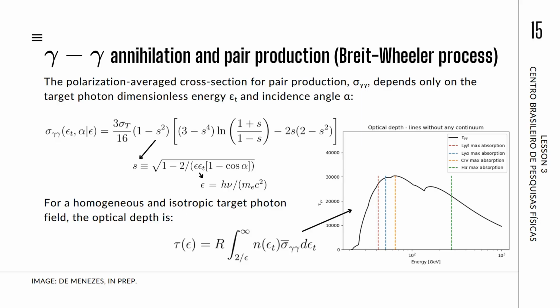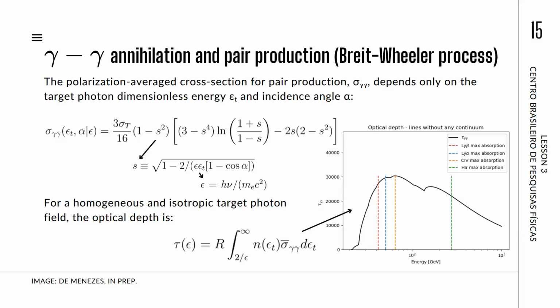So if you want to compute the optical depth for this cross section, you can simply integrate the density of target photons multiplied by the cross section. Here I'm putting a bar over the sigma because I'm averaging again on the angles. And what you have is something like this. This one I computed, so please ignore the units. There are no units on the y-axis, but this is tau. These values here are arbitrary.